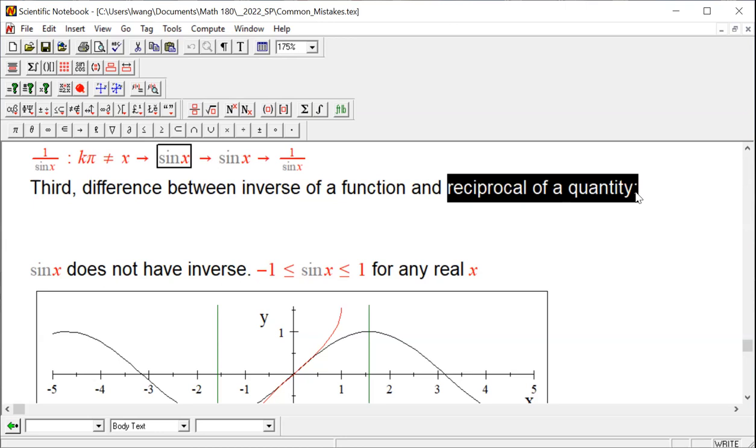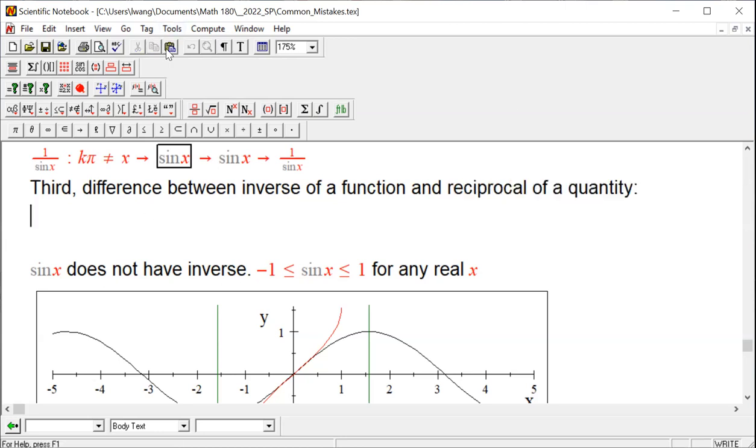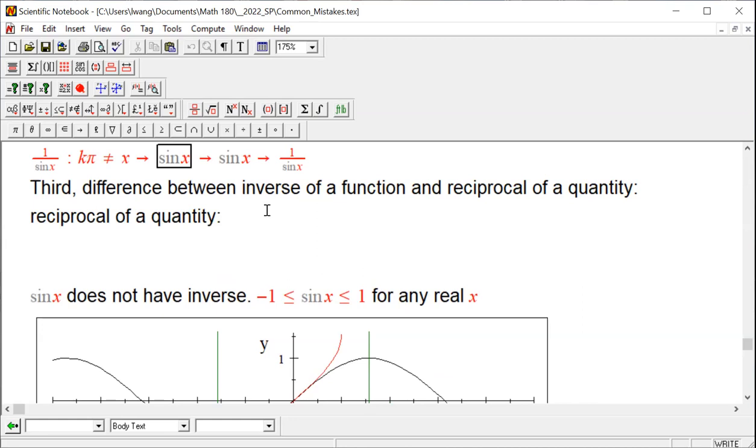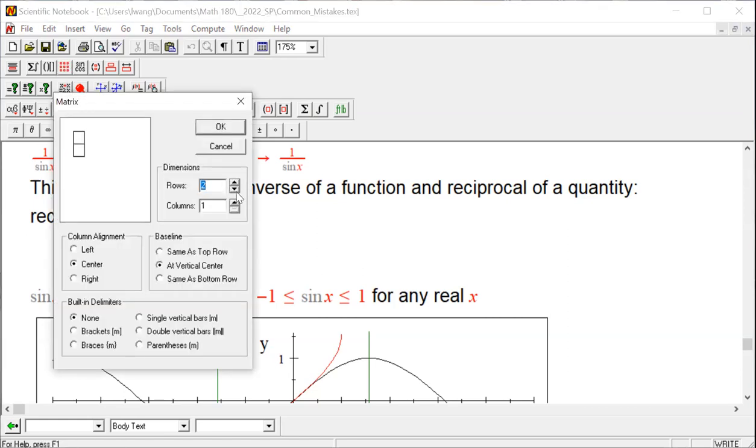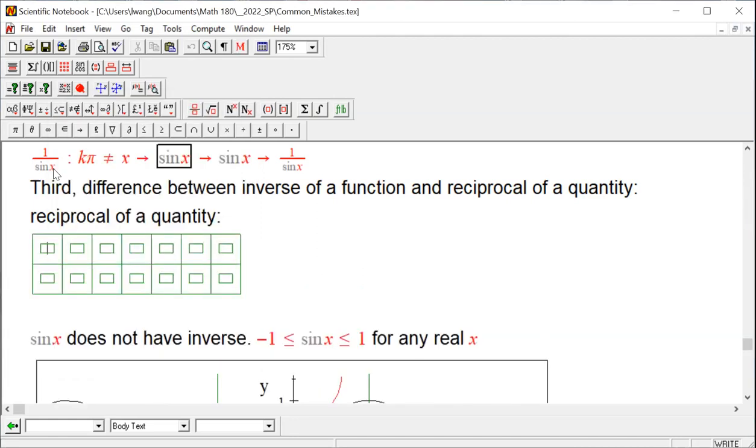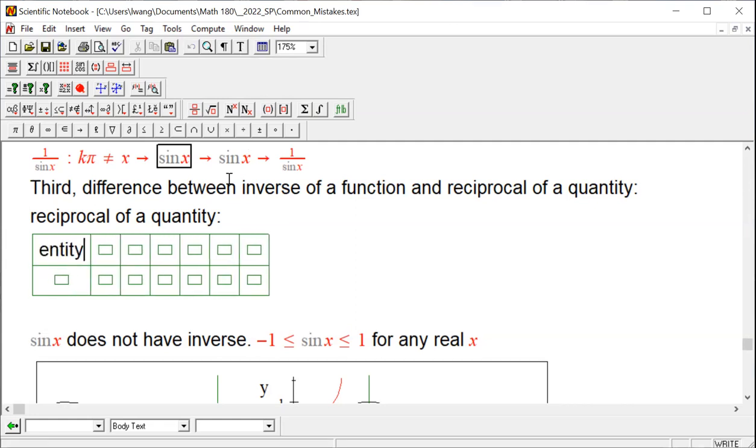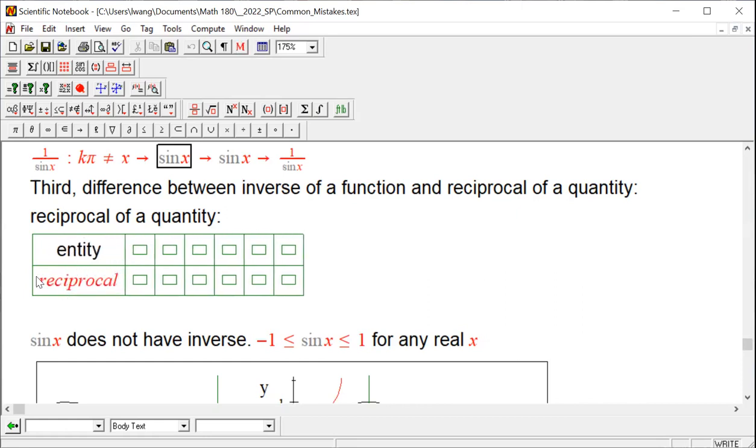So let's first talk about the reciprocal of a quantity. You can do the reciprocal of any quantity. For example, I'm going to make a table for you, and we have a number of columns. You have a quantity here, just a number, whatever, and you have its reciprocal.